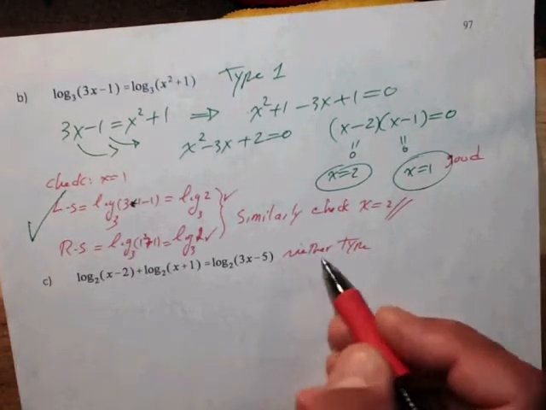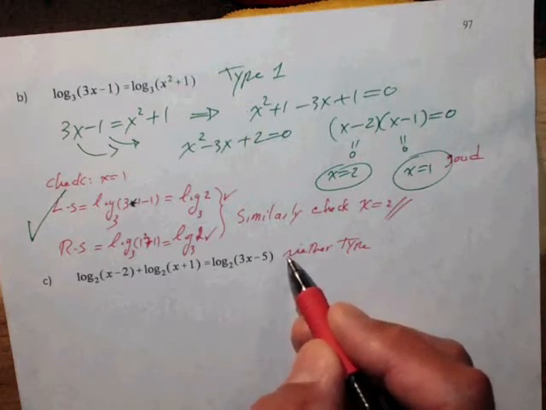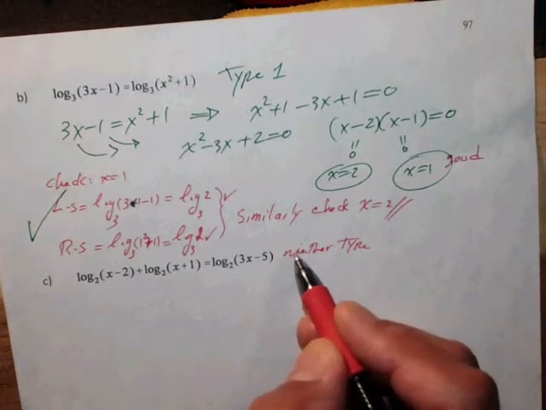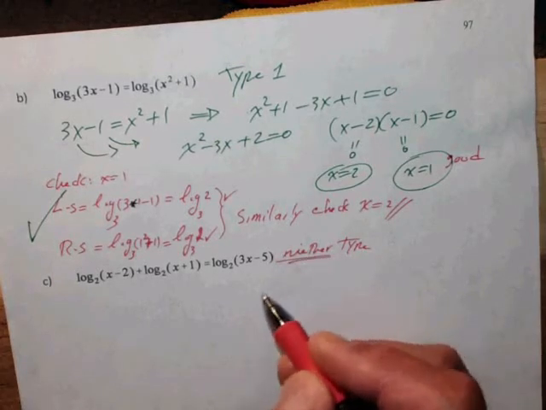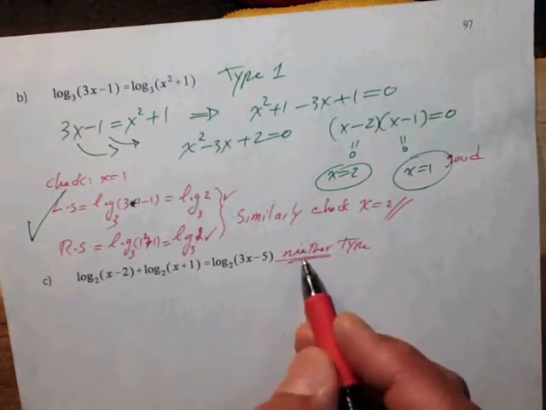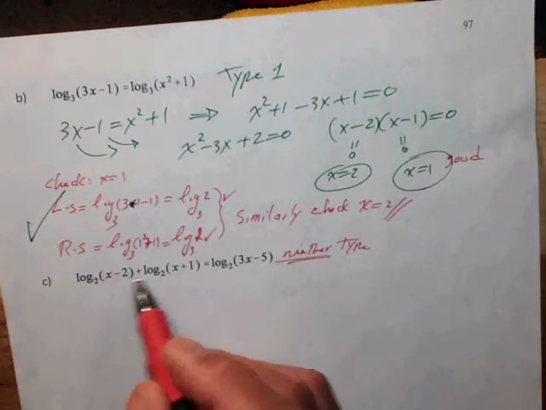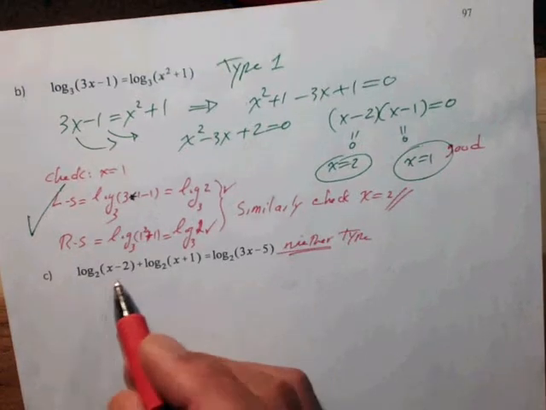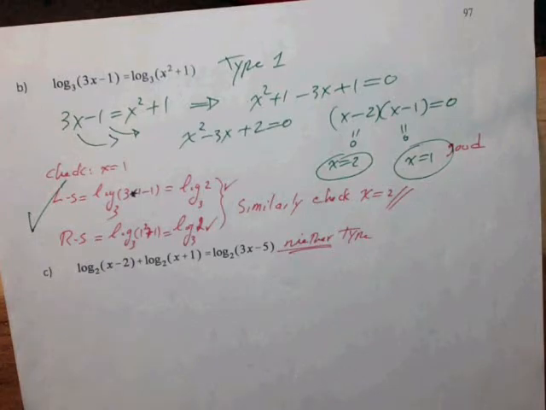I may have misspelled neither, N-E-I or N-I-E, I don't know. You just check my spelling of neither. Anyway, neither type. But you can put it in one type by using those properties of logarithm. Let me find it again.